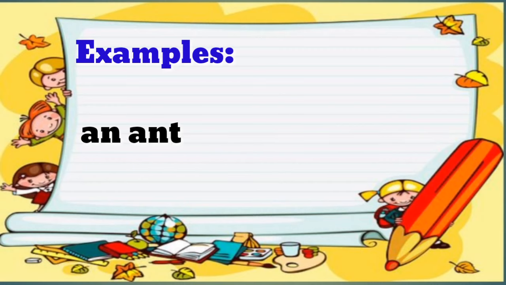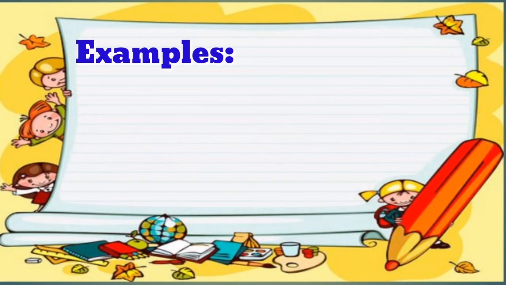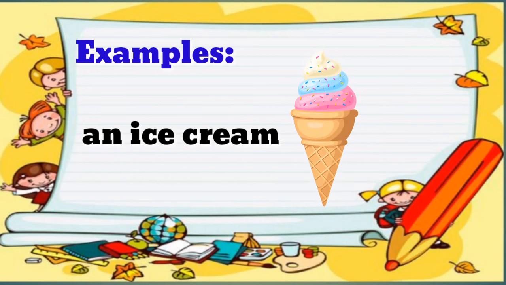An ant. Ang ant ay pangalan na nagsisimula sa patinig na a, kaya ang gagamitin natin ay an ant. An ice cream. Ang ice cream ay isang pangalan na nagsisimula sa patinig na I, kaya ang gagamitin natin ay an ice cream.